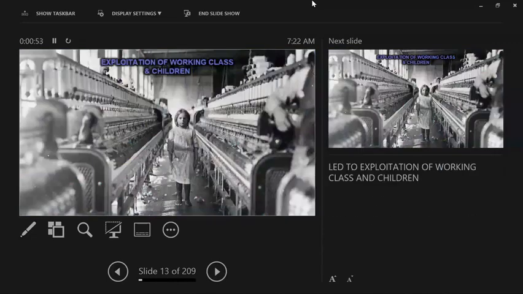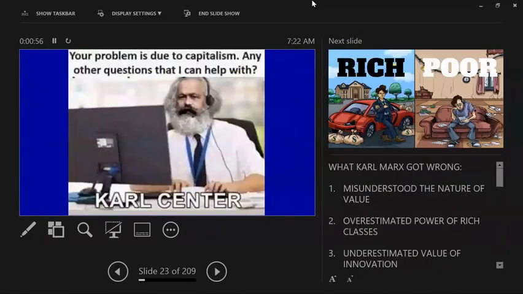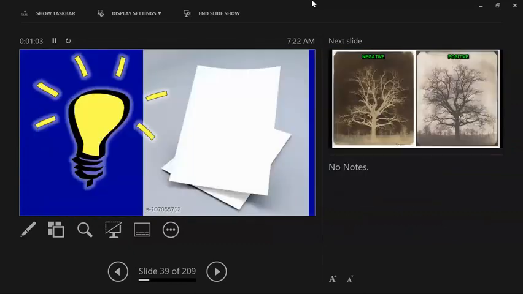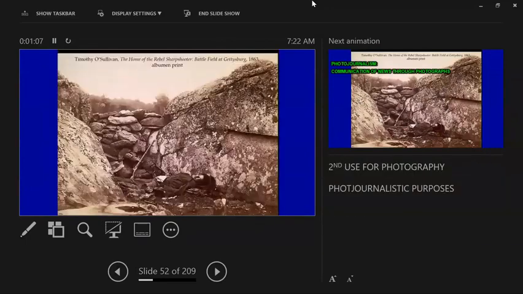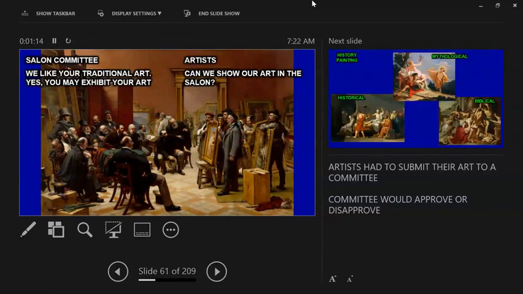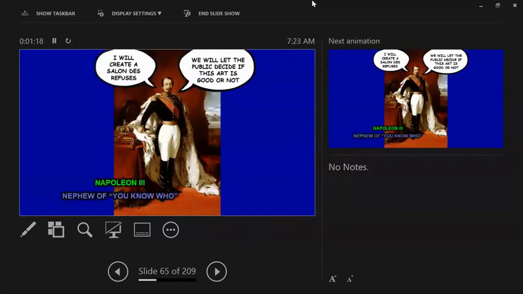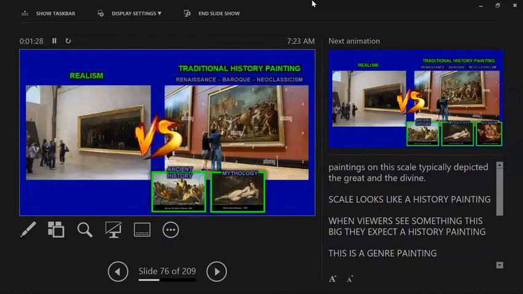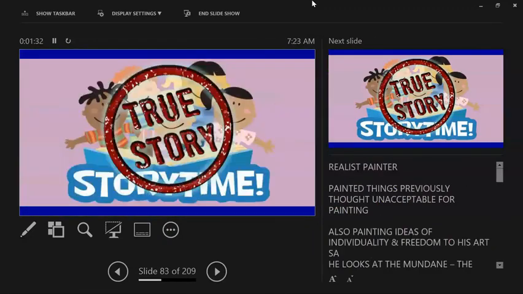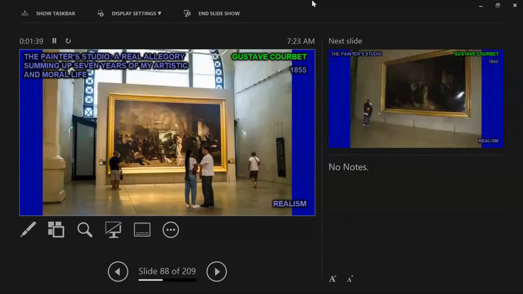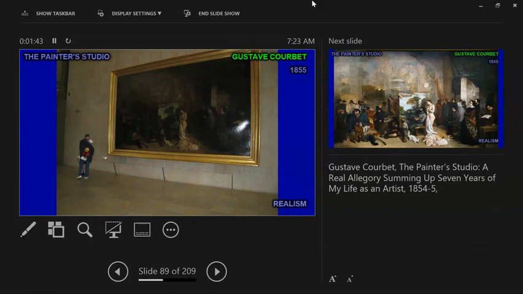Okay, everybody, I talked about the Industrial Revolution, correct? I talked about Marxism. We talked about photography. We talked about the Salon des Refusés, right? And we started talking about Courbet. Did we talk about Burial at Ornans? Did we talk about the Stonebreakers? All right. We talked about how it got all blown up, right? I think we stopped on this painting right here. The Artist's Studio? Okay, all right.